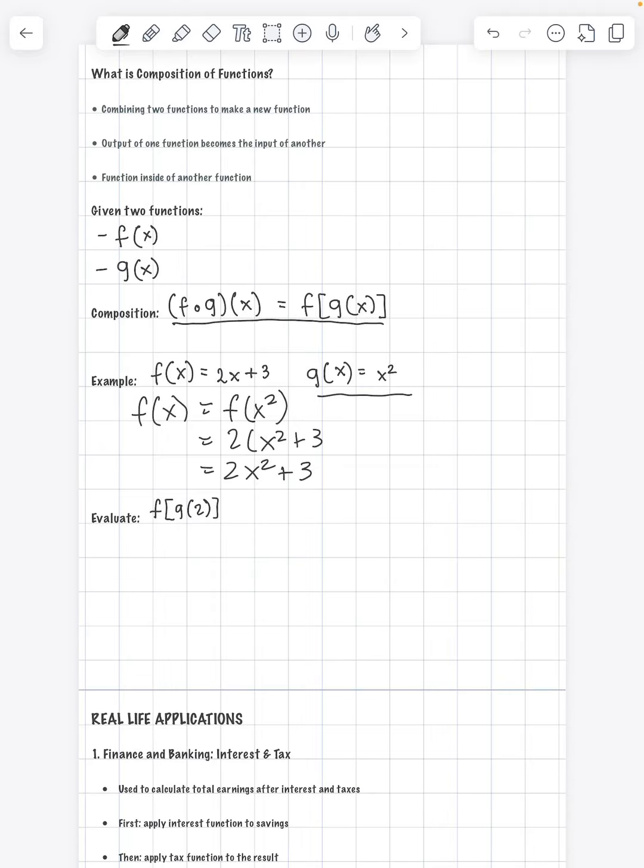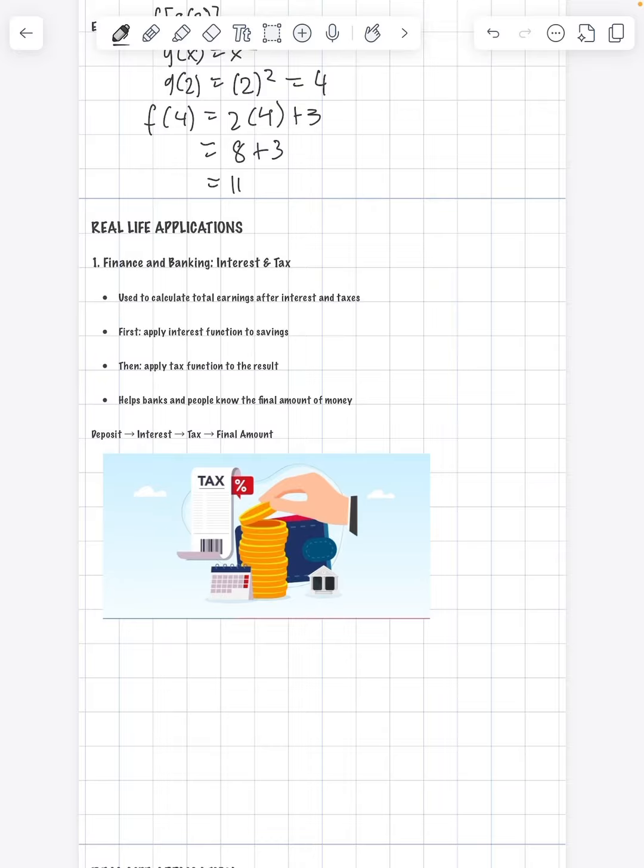Evaluation. Here it says f of g of 2. So we know that g of x is equal to x squared. So if you put g of 2, we're going to have 2 squared, which is going to give us 4. Now we're just going to plug that into our f of x. So f of 4 is equal to 2 times 4 plus 3, which will give us 8 plus 3, equals 11.